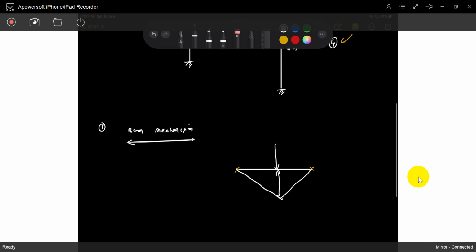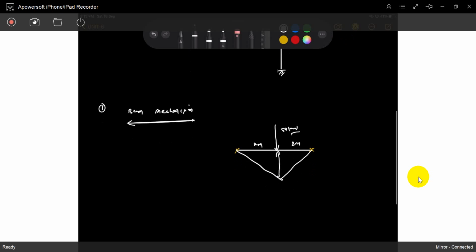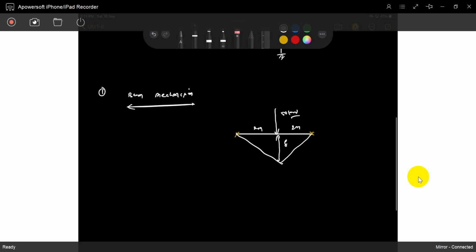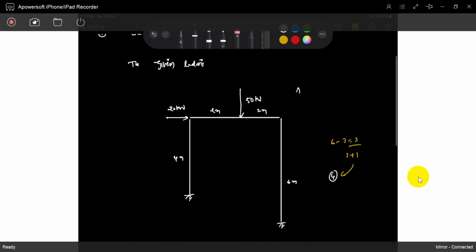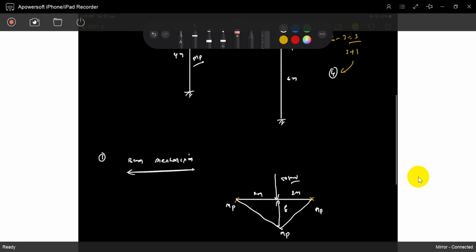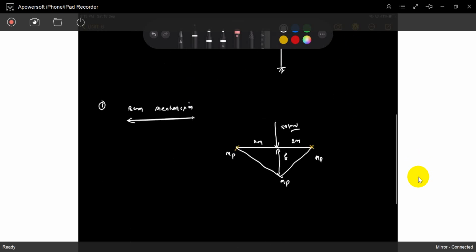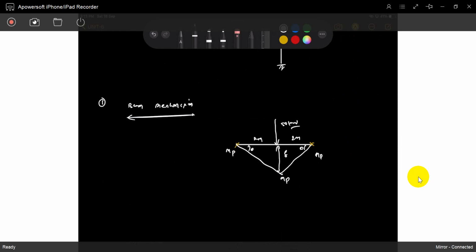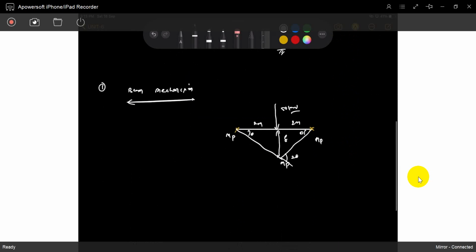You already know it's 2 meters, 2 meters, and the load is 50, with deflection delta. So for MP, you have to take care: assume uniform cross section. Uniform cross section means everything has the same MP capacity. Now write down theta and 2 theta, so it's exactly half, so both thetas are equal.